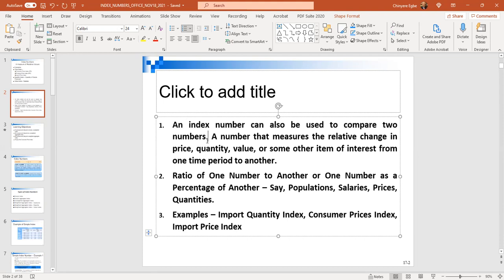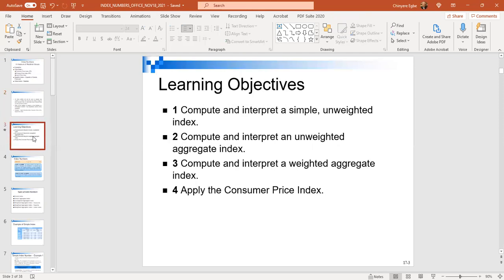You have consumer price index, which enables us to measure inflation, which enables us also to measure purchasing power. Okay, and so we have import price index. Other indices will be like producer's price index. So let's move on and see how we illustrate the indices.